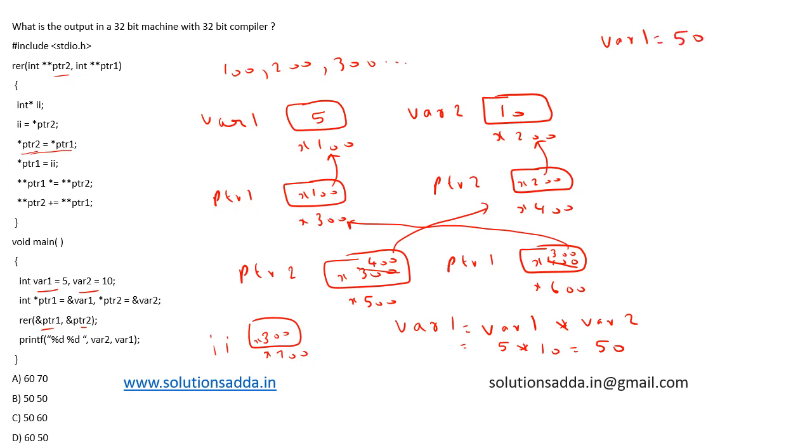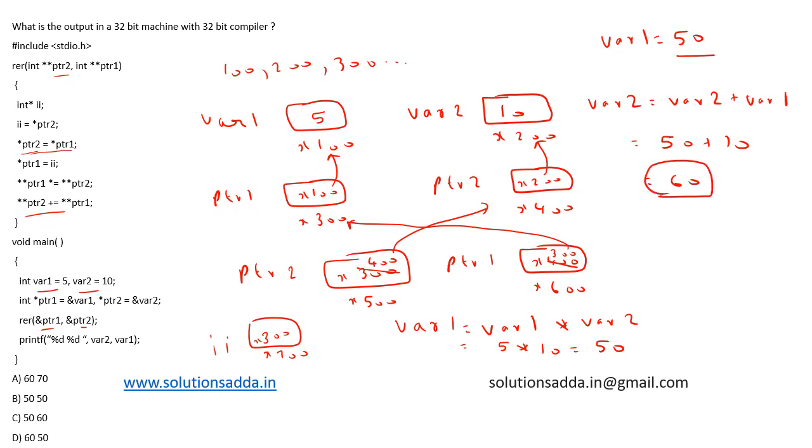Now the second statement, that is ptr2 equal to ptr2 plus ptr1. So ptr2 is actually var2. So var2 equal to var2 plus var1. So we have value 50 plus 10. So here the value is 60. So var1 is equal to 50 and var2 is equal to 60.